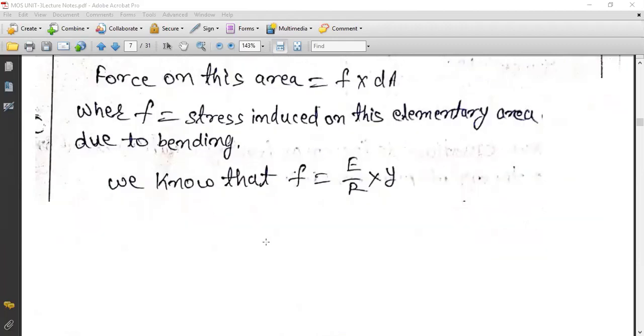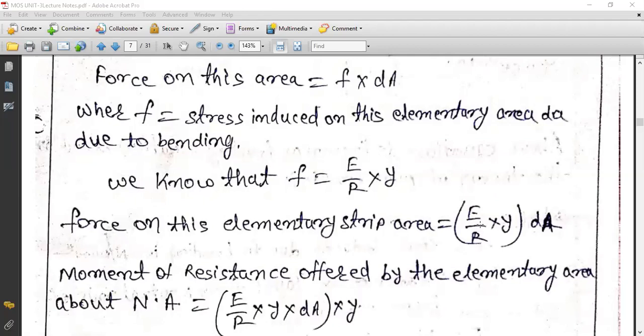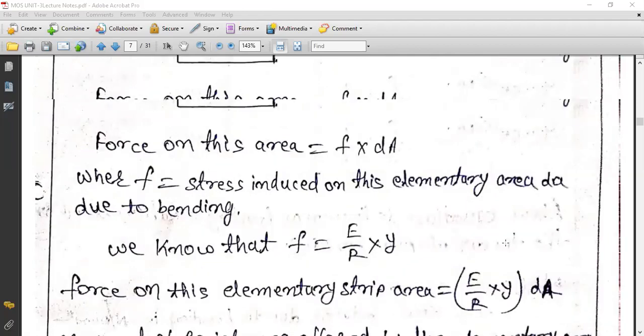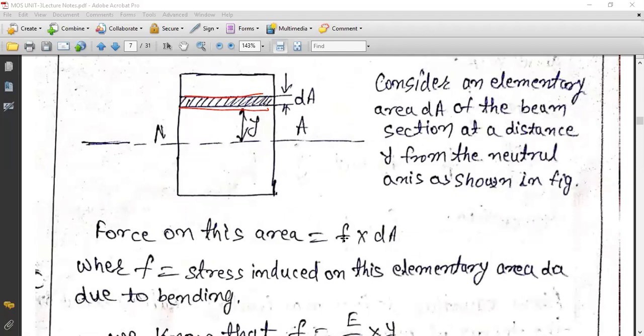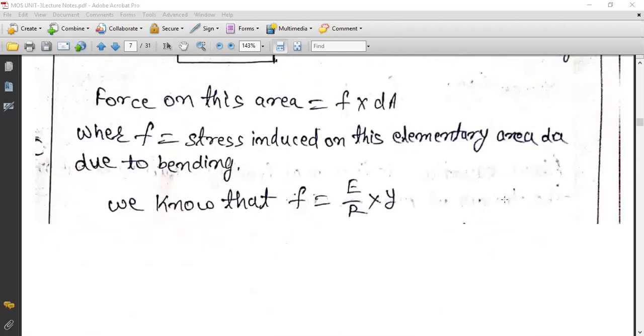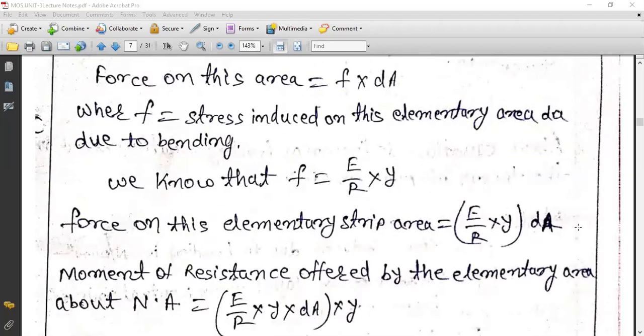So force on this elementary strip area. What is the value of F? E upon R into Y. Here we are putting the F value in this equation. So what is E upon R into Y into dA? Force on this elementary strip area is equal to E upon R into Y into dA. So this is the force on this elementary strip.